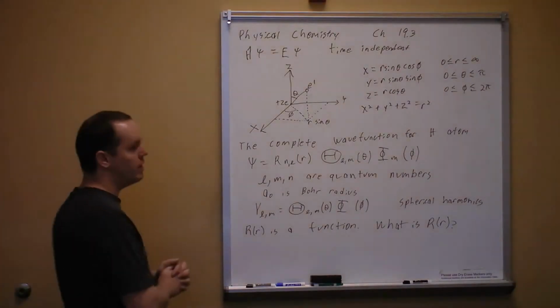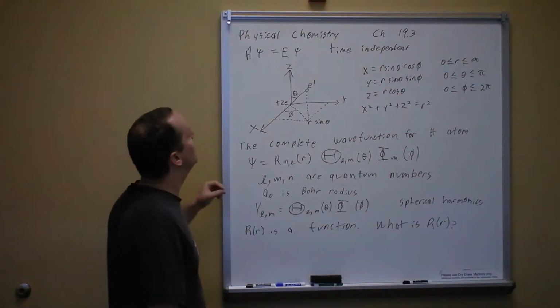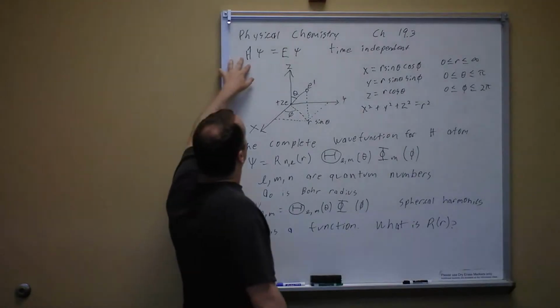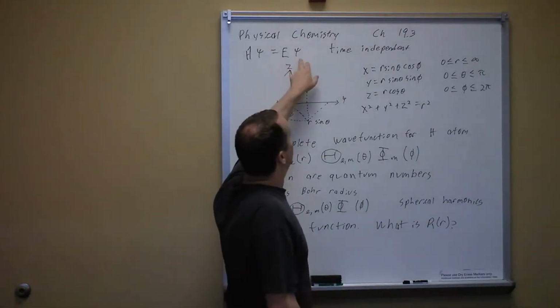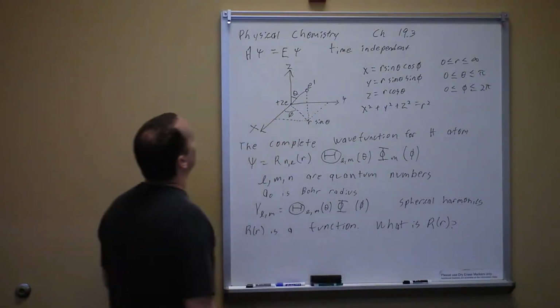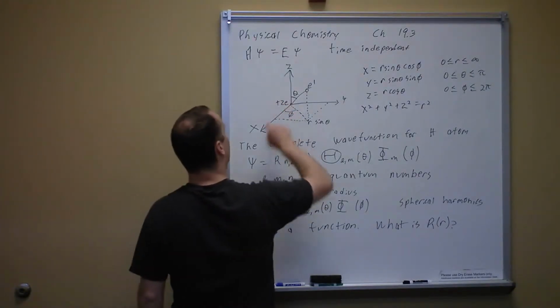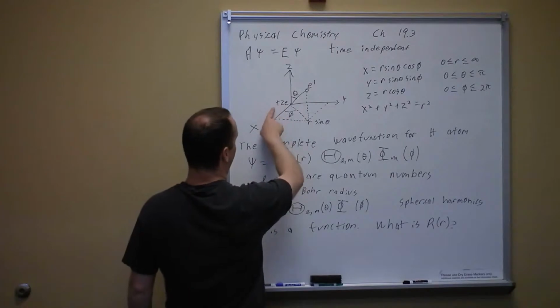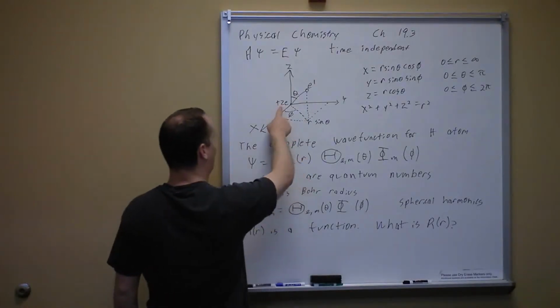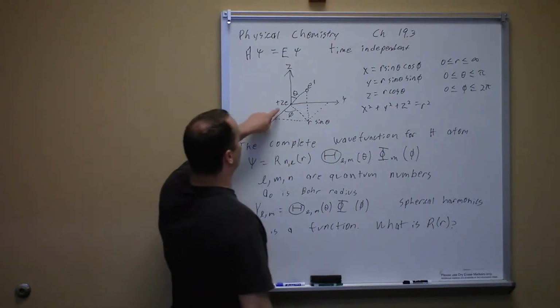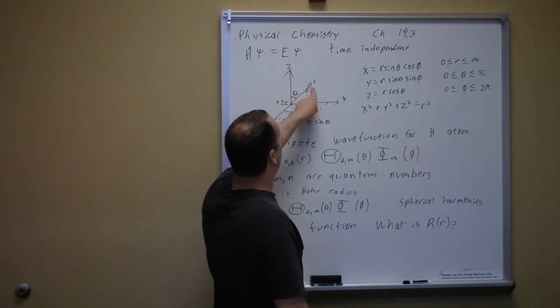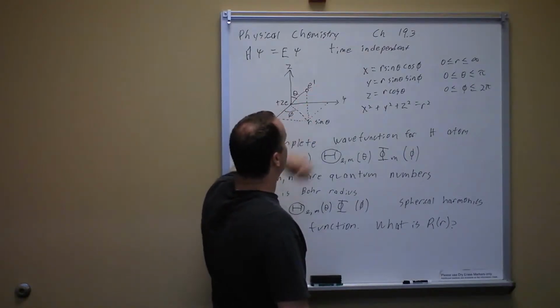Continuing on physical chemistry, chapter 19, section 3. So remember, the Hamiltonian acting on psi is equal to the energy times psi. That's your time-independent equation for the energy of the system. Now, here's another way of looking at an atom. The nucleus here, that's why I have plus Z times e, where Z is the atomic number and e is the charge of the proton. And then out here we have our electron, e prime.